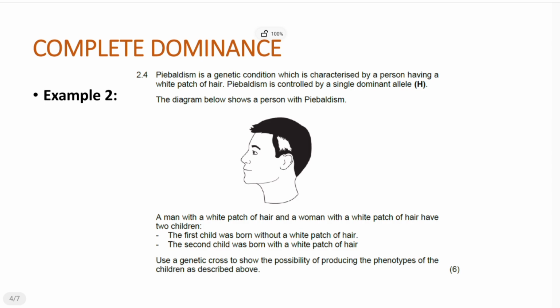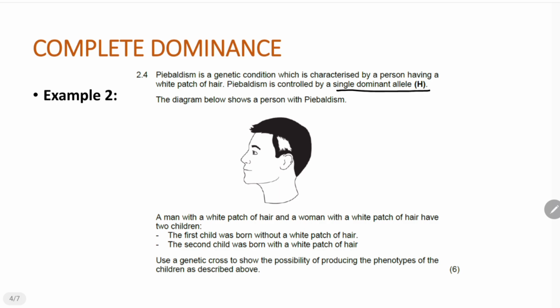Let's look at another example. Example number 2. It says that piebaldism is a genetic condition which is characterized by a person having a white patch of hair. Piebaldism is controlled by a single dominant allele, capital letter H. So I know that in order for a person to have piebaldism, this person must have capital letter H.